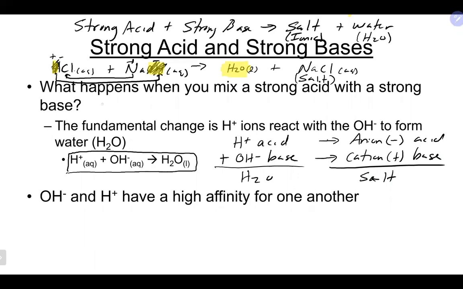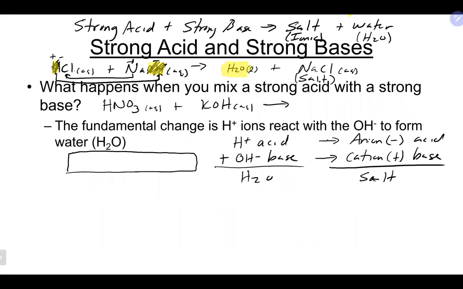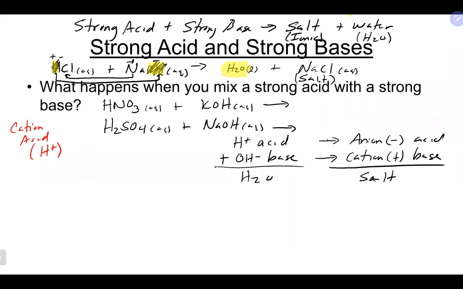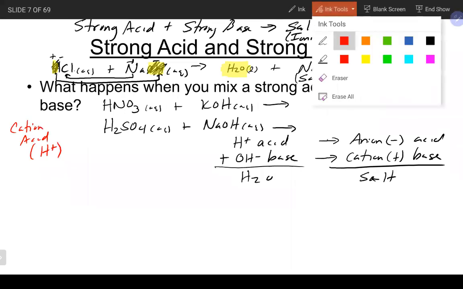So let's say we had HNO3, which is an acid, plus some KOH, which is a strong base. What would you get on the other side? While we're at it, let's say we had H2SO4, which is a strong acid, plus some sodium hydroxide. What will you get on the other side? So basically, if we look at the first one, we know we should get water.